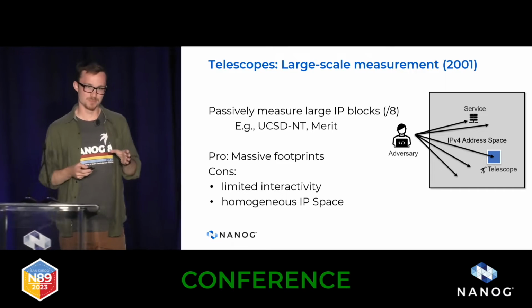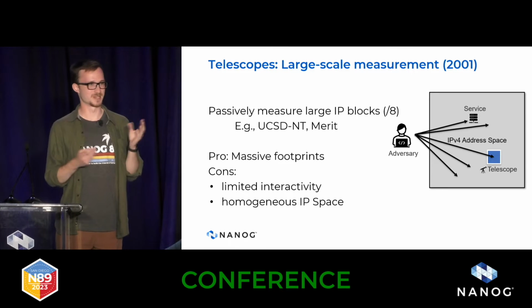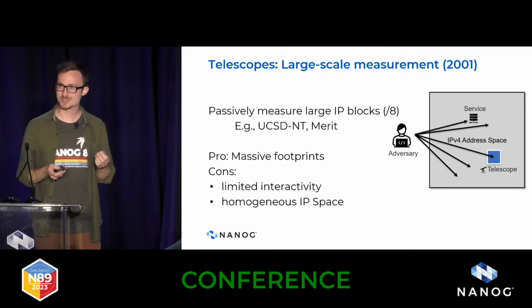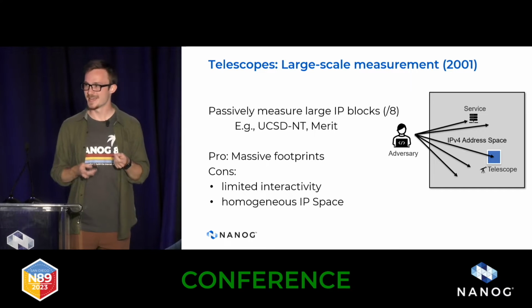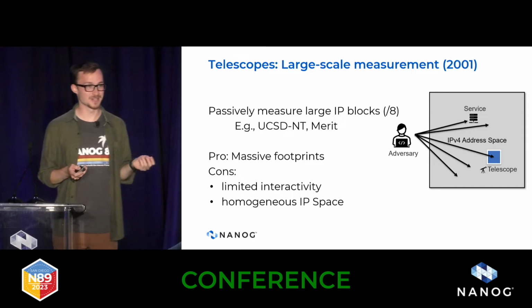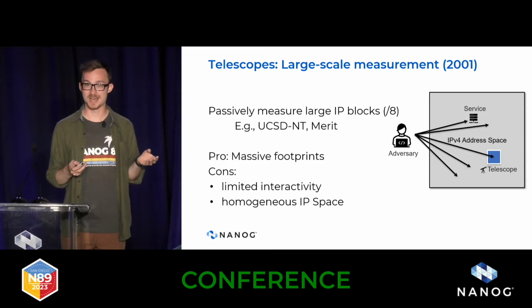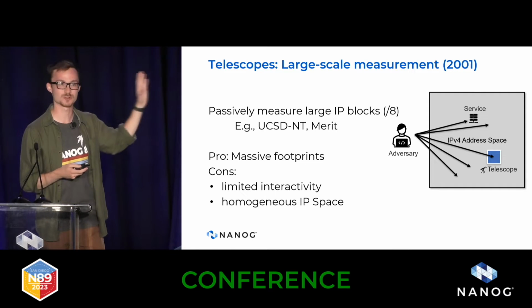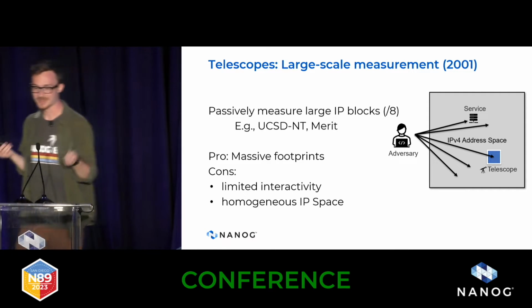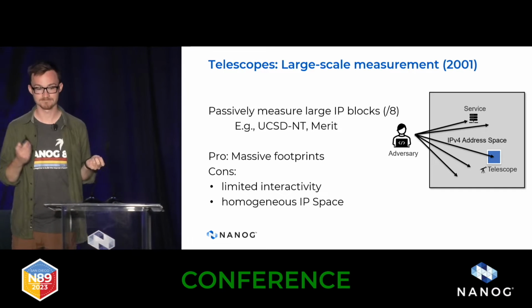Of course, pro here is that we get these large footprints, an entire /8. But of course, there are some cons. We don't have interactivity, and as I'm sure I don't need to say at NANOG, the capital cost of a /8 that we use just for measurement like this is incredibly high. And so we'd really like something a little bit more efficient.